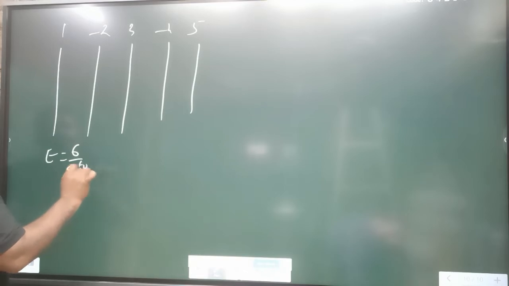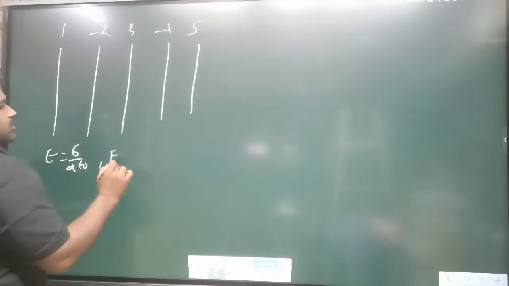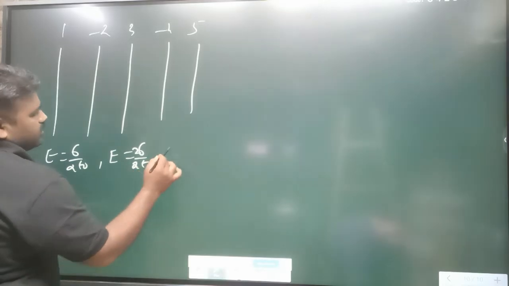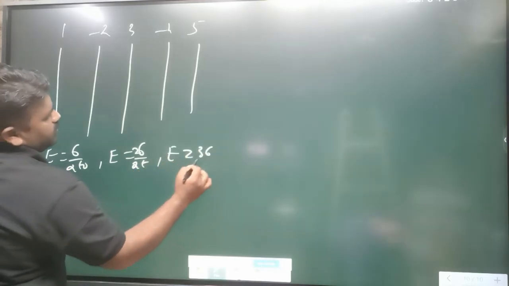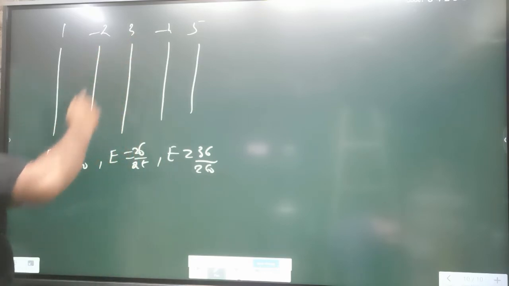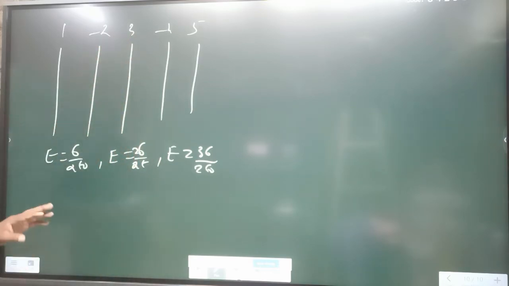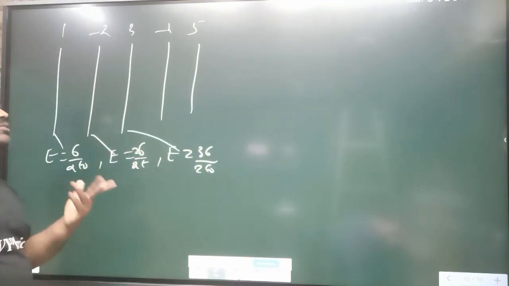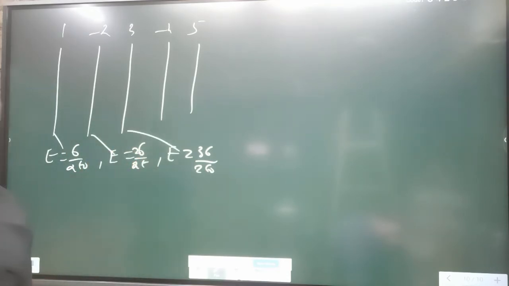E is equal to, yes, sigma by 2 epsilon naught. 2 sigma by 2 epsilon naught. Next, E is equal to 3 sigma upon 2 epsilon naught. Got it? This is the electric field created because of this plate. Yes or no? First plate, electric field, this one. Second plate, this one. And so on. E4, 4 sigma upon epsilon naught.